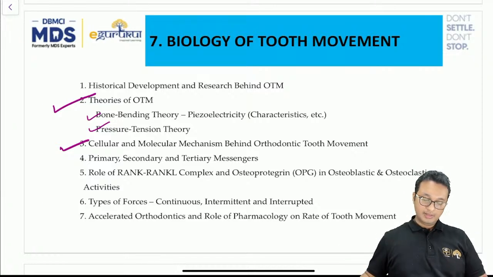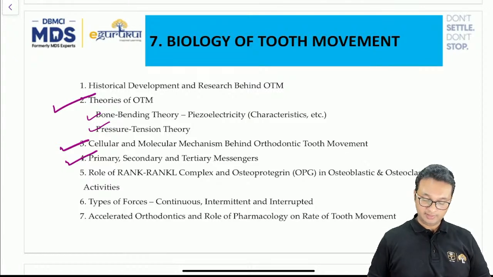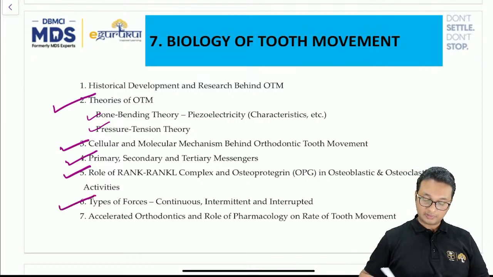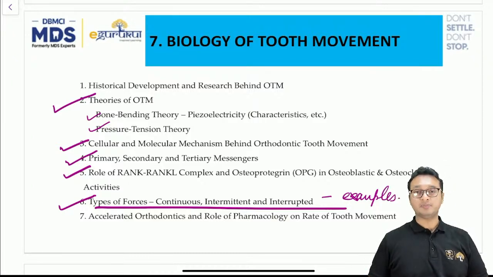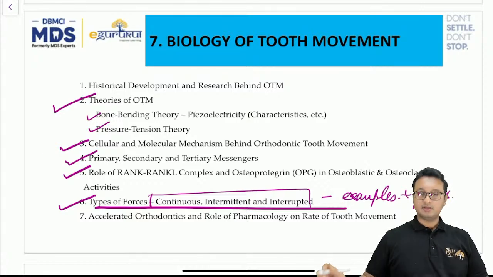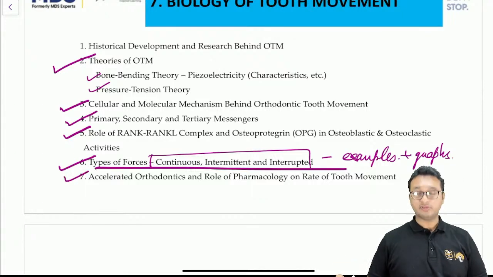Then primary, secondary, and tertiary messengers. I remember I have talked about this extensively. I've explained these messengers extensively during my live and recorded lectures earlier. The role of the RANK and RANKL complex in osteoprotegerin, osteoblastic, and osteoclastic activities. This also. Types of forces. Examples of continuous, intermittent, and interrupted forces along with the graphs. This is important. And accelerated orthodontics and the role of pharmacology on the rate of tooth movement.